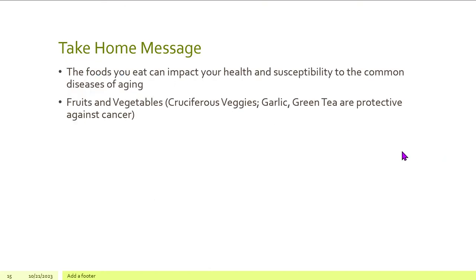From this section overall, the take-home message is that the foods that you eat can impact your health and susceptibility to the common diseases of aging, things like Alzheimer's disease and cancer. Fruits and vegetables, especially the cruciferous veggies, garlic, and green tea, are all protective against cancer. So that is one take-home message that you can think about as you're eating dinner tonight.